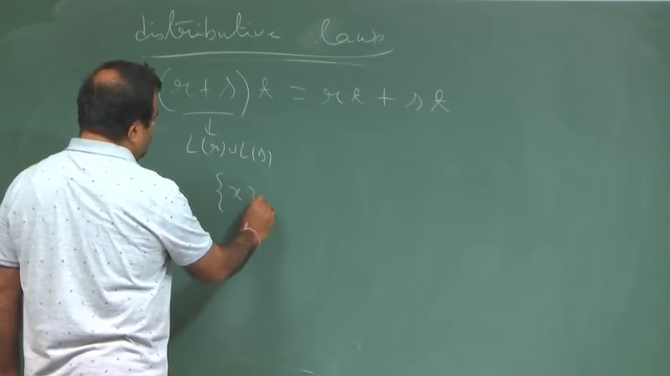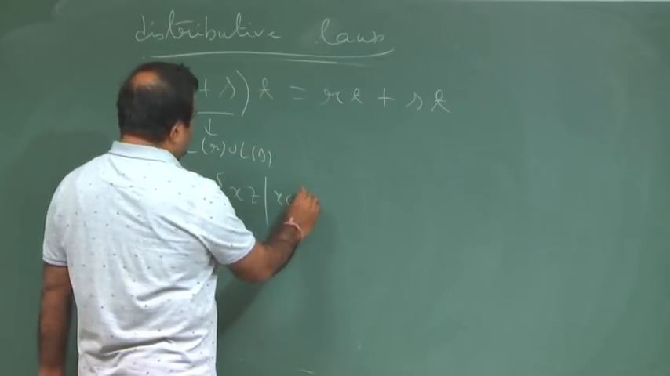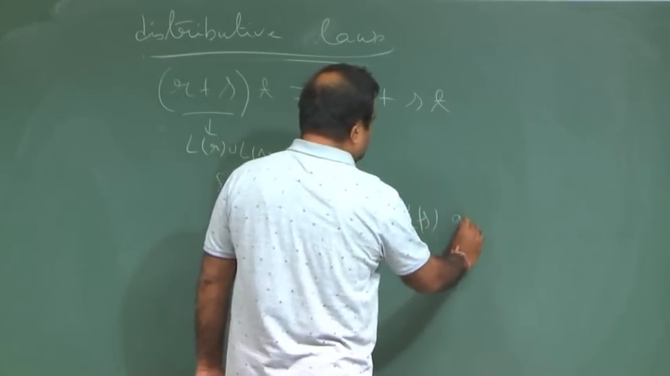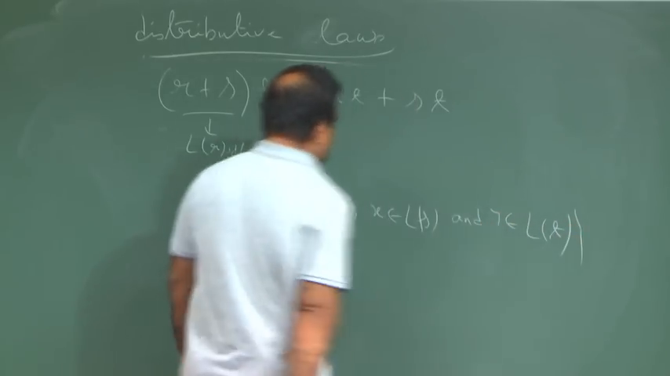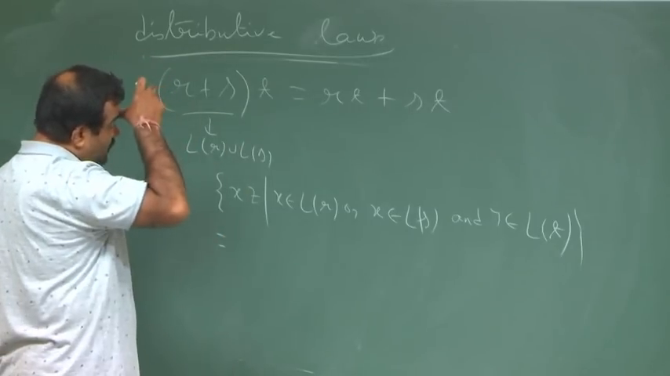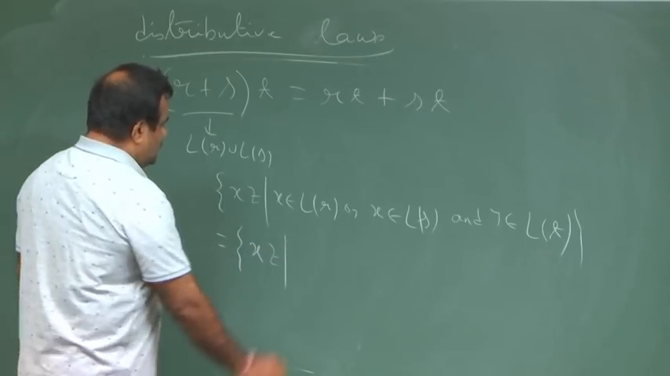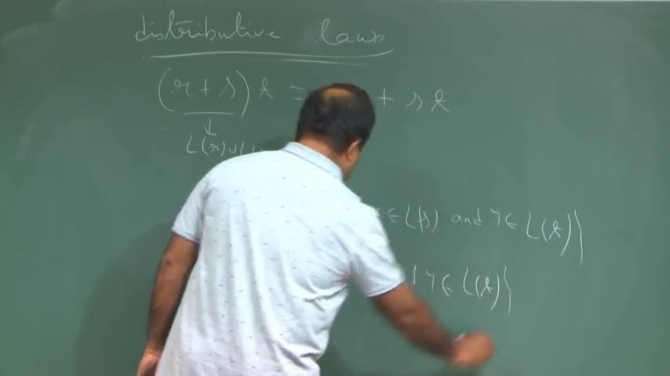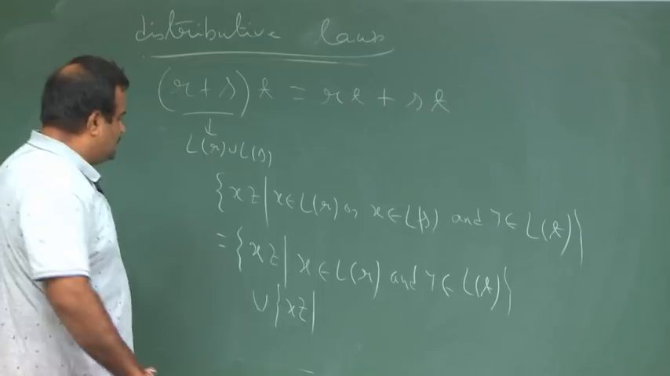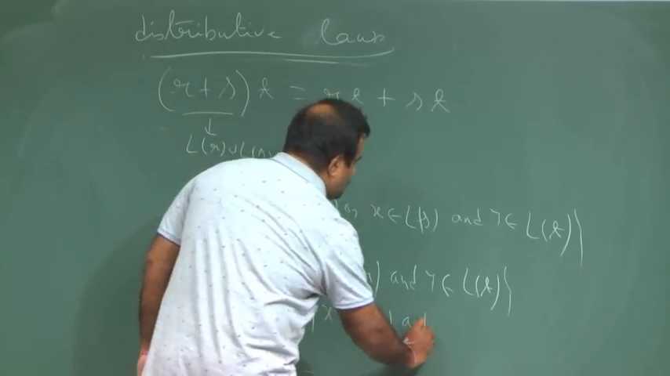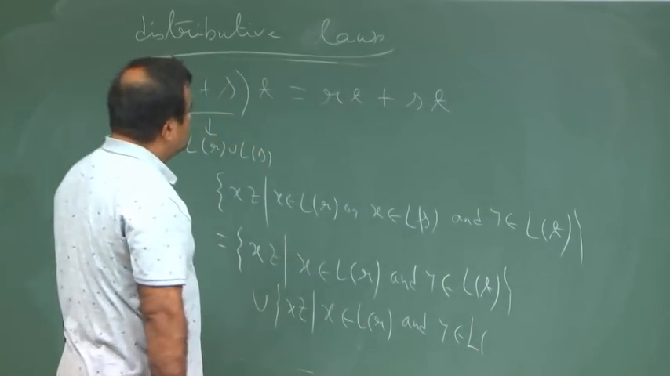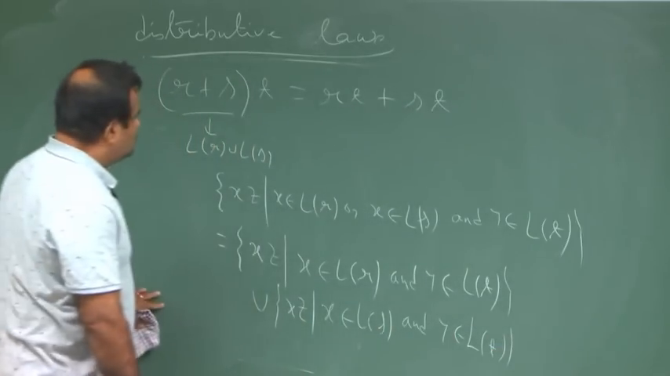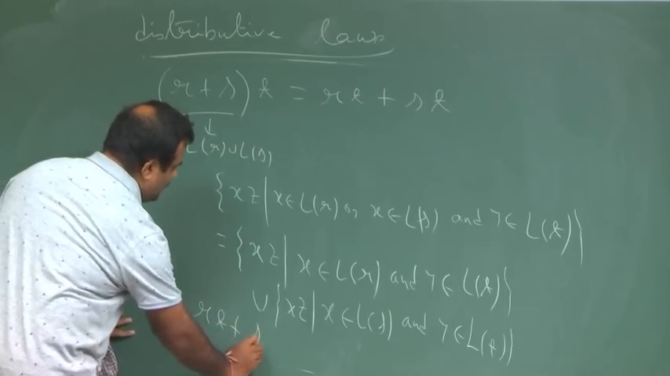Then it will be strings xz, where x is coming from either L of R or L of S, and z is coming from L of T. Now, as we discussed in the last class, we can break this up into the union of xz where x is coming from L of R and z is coming from L of T, and xz where x is coming from L of S and z is coming from L of T. So this is the same language corresponding to the regular expression RT plus ST.